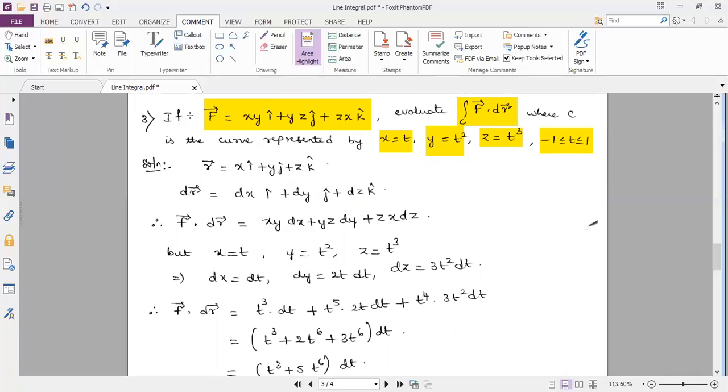So let us write down vector r first. Vector r is given by x i + y j + z k. So dr will be the differentiation, dx i + dy j + dz k.